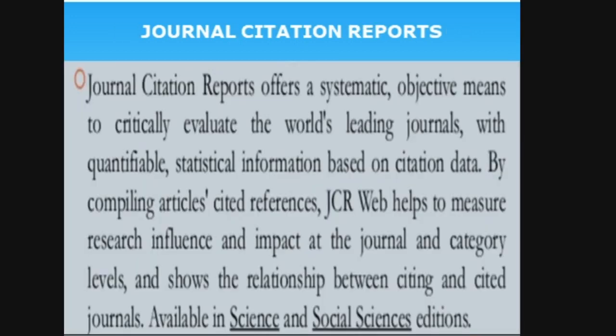Okay. So now I am going to give you a brief overview of what JCR, Journal Citation Reports, is. See, it offers a systematic, objective means to critically evaluate the world's leading journals with quantifiable statistical information based on citation data. That means it presents a list of journals in different disciplines based on their citations. That is Journal Citation Reports. So they are the authentic source for computing impact factor and H index.